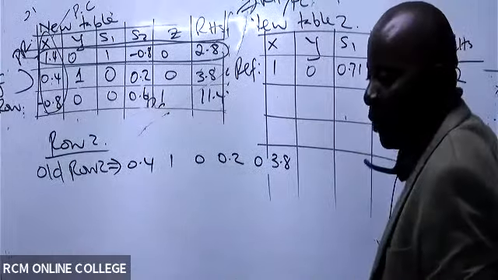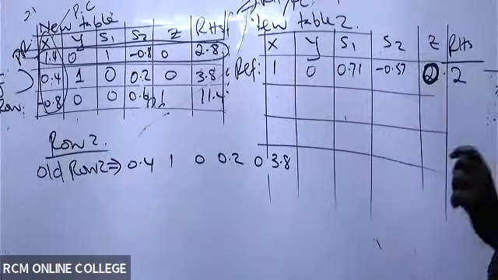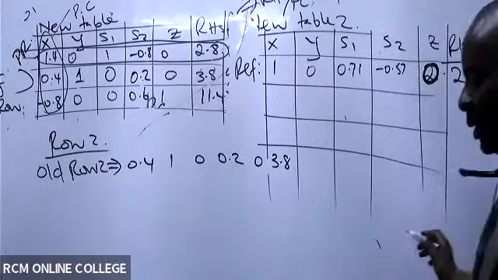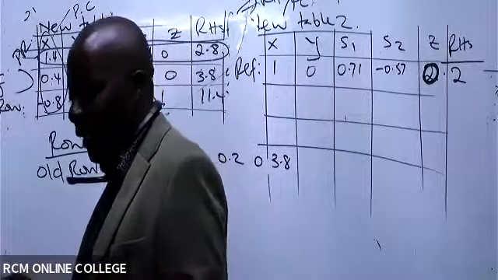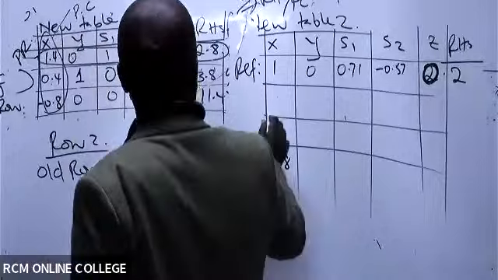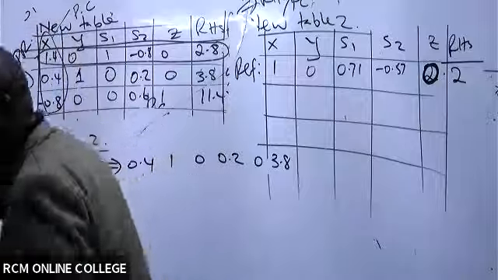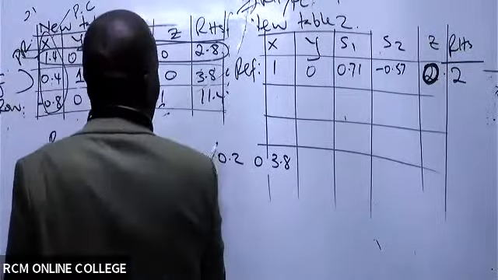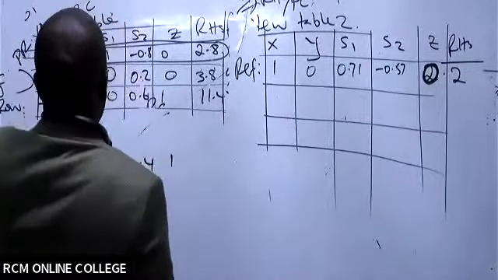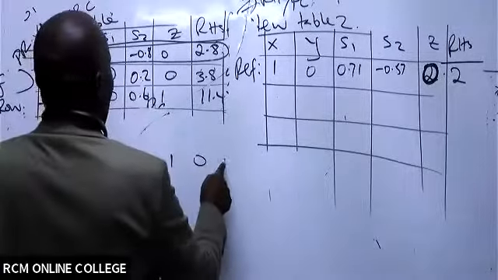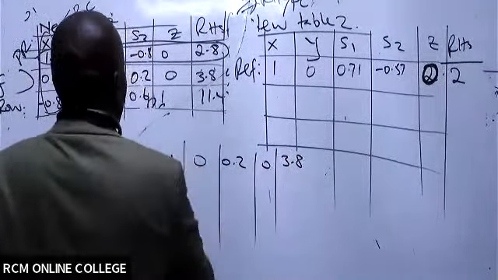Is this okay now? Thank you so much. You guys are even becoming brighter than Mwalimu himself, which is really, really good. It's supposed to be like that. Now we want to get row 2. So it is 0.41, 0.41, 0, 0.20, 3.8, like that.